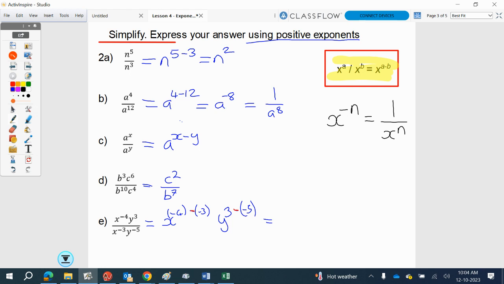So I can simplify. This minus minus becomes plus, doesn't it? So this is x to the minus 4 plus 3. y to the 3 plus 5. This gives x to the minus 1, y to the 8. So our answer with positive exponents is to move the x down. We get y to the 8 over x.